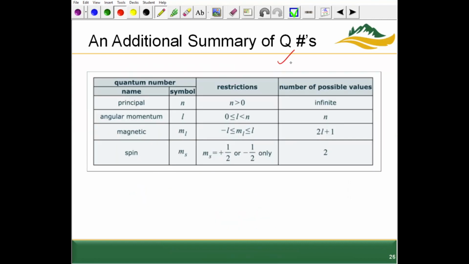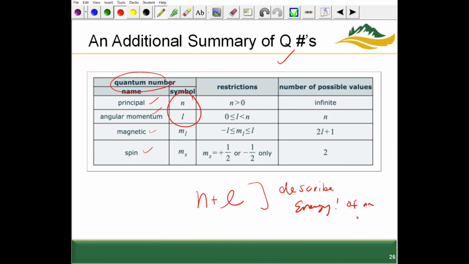Here's yet another representation of our quantum numbers. Principal, angular momentum, magnetic, and spin. Again, I want you to remember that N and L together, these describe what again? They describe the energy of an electron. Okay, so N and L together, again, describe the energy of an electron.